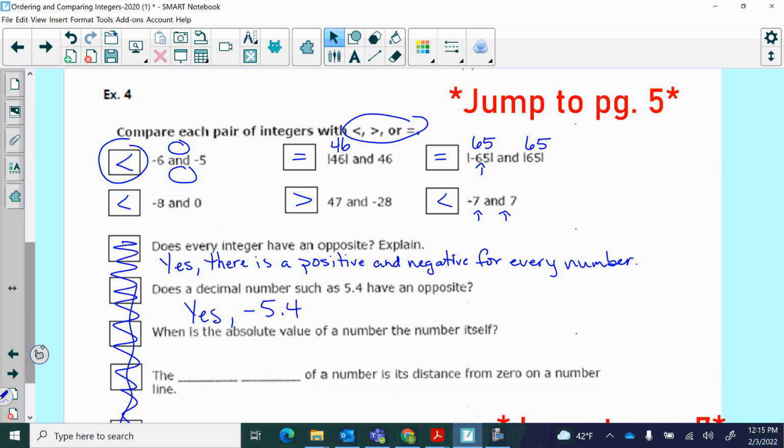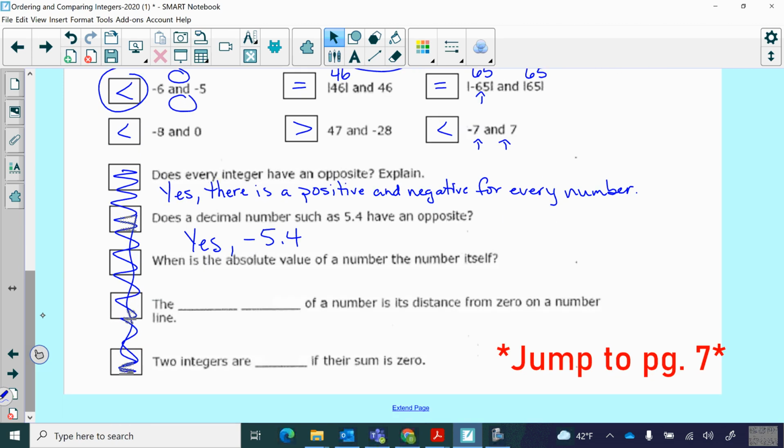Literally, all you're doing to make an opposite, guys, is changing the sign. Positive becomes a negative, negative becomes positive. 0 is the one exception, 0 stays the same. 0 is its own opposite.